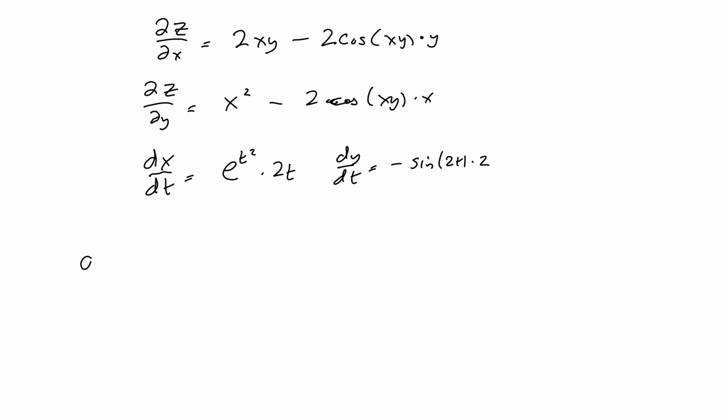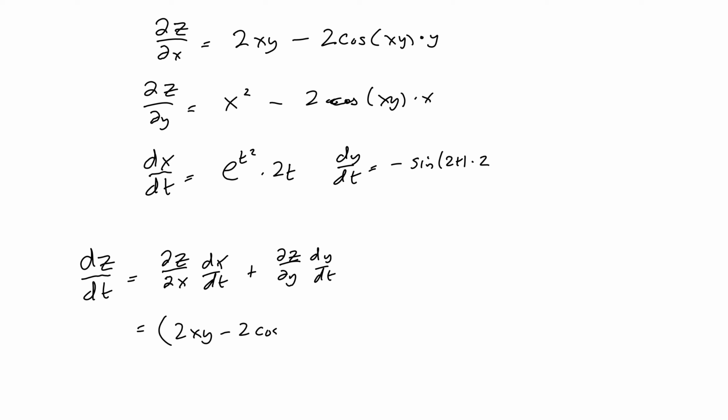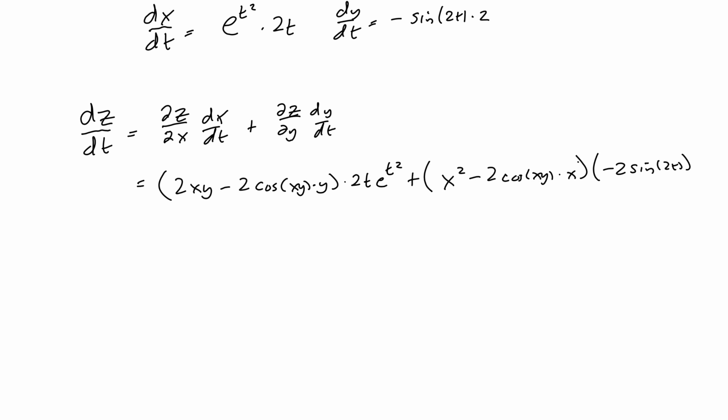And now we can put all these together. So dz/dt is ∂z/∂x dx/dt plus ∂z/∂y dy/dt. And now we just fill all of these in. So I have 2xy minus 2 cosine xy times y, and then this is times 2t e to the t squared, plus x squared minus 2 cosine xy times x, and then this is times minus 2 sine of 2t. And then generally we like to try to get these all back in terms of just t's here.